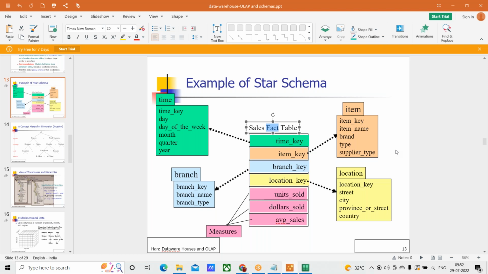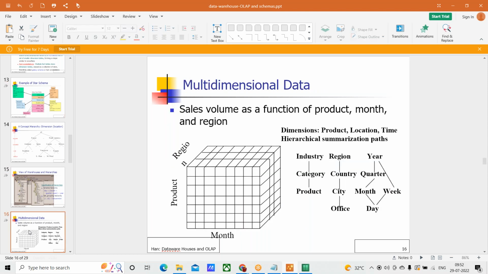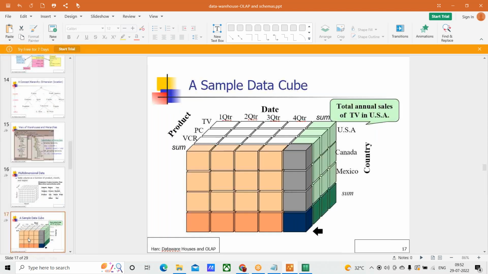When do we go for it? In real time, we want to do precise reporting. Precise reporting means I want to have my report. Wait, yeah, this is actually called a cube. Cube means 3D, right? Height, length, and width. So 3D. So you want to do 3D reporting.